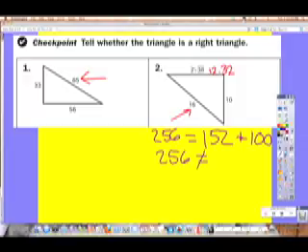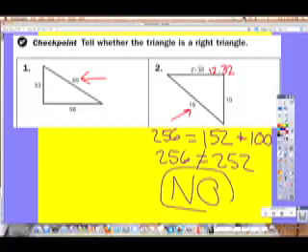Okay. You win the card. So this one is not a right triangle. If it's not a right triangle, it has to be what or what?